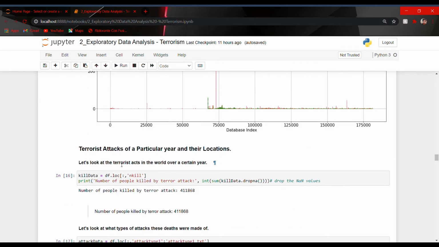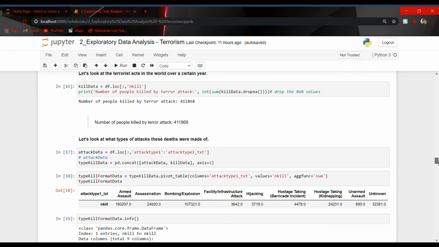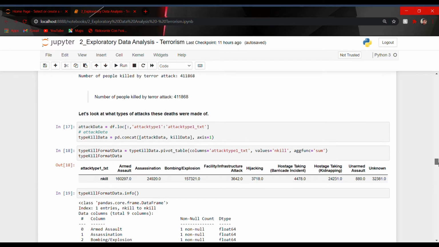Now let us see terrorist attacks of a particular area on their location. Here we can see that first we have found out the total number of deaths caused till now due to terrorist attacks, and according to the dataset it's 4,11,868. Now let us look at what type of attacks these deaths are made up of. That means what are the types of attacks that lead to people dying during a terrorist attack.